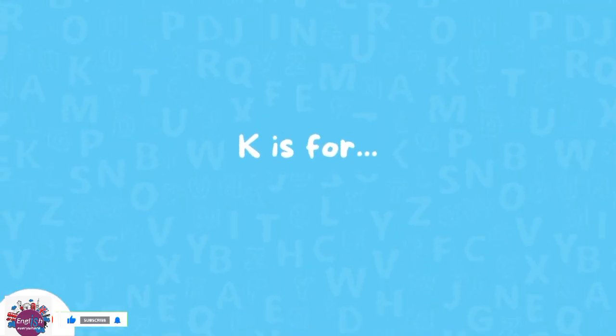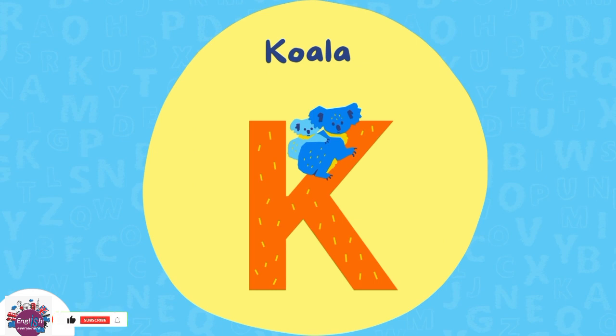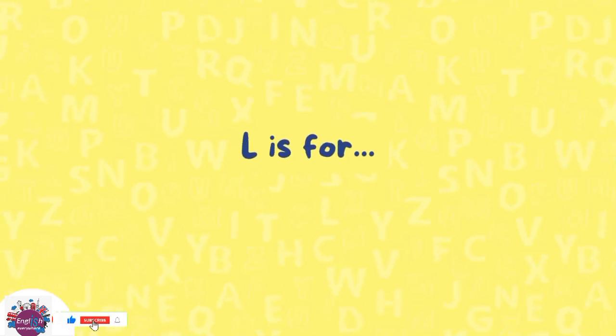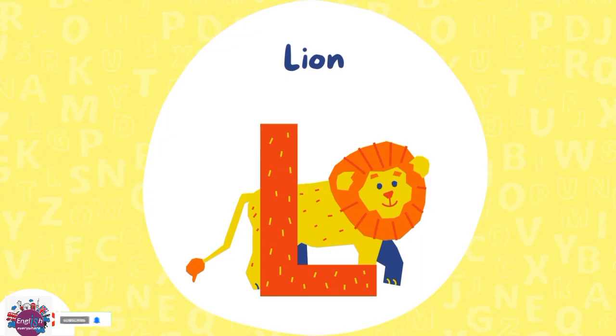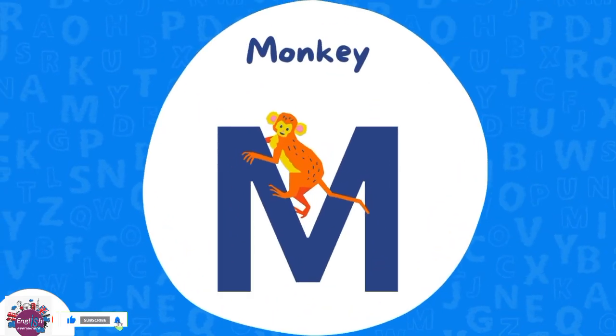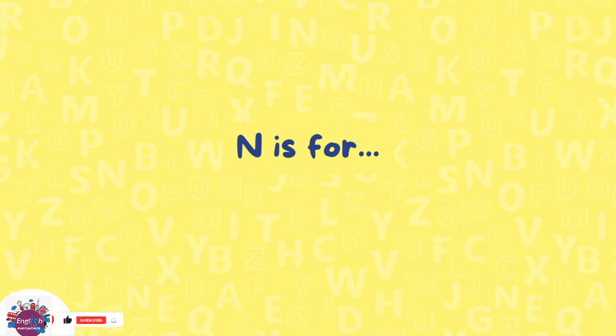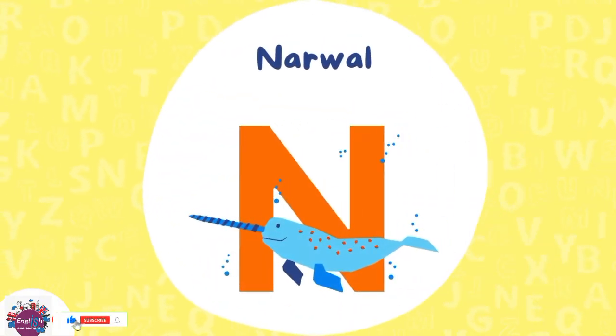K is for koala. L is for lion. M is for monkey. N is for narwhal.